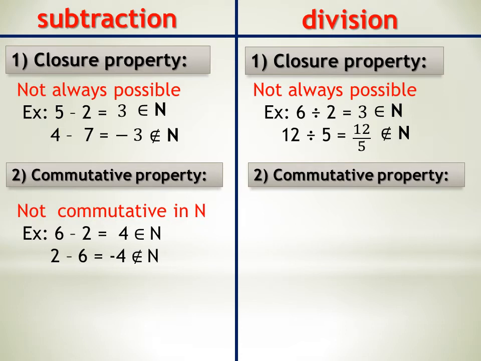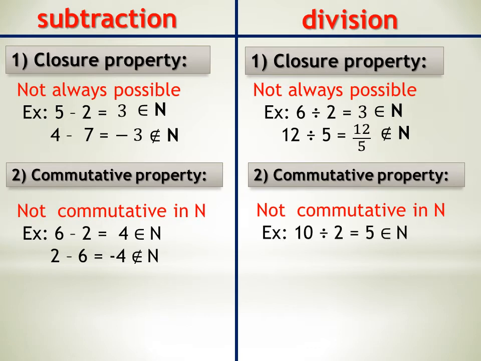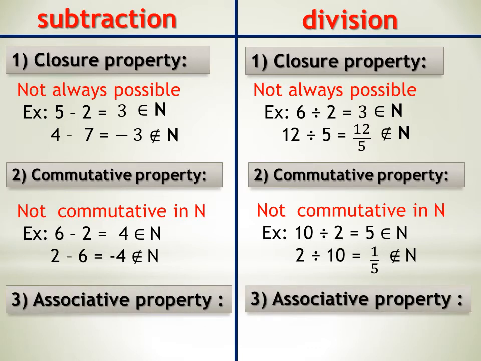Let's see the commutative property in division. Here it's also not commutative in N. So the division is not commutative in N. Why? Let's see. For example, when we have 10 divided by 2 equals 5, here it belongs to N. But when we write 2 divided by 10, it will be 1 over 5, and here it doesn't belong to N because 1 over 5 is a fraction, and there is no fraction in the natural numbers.